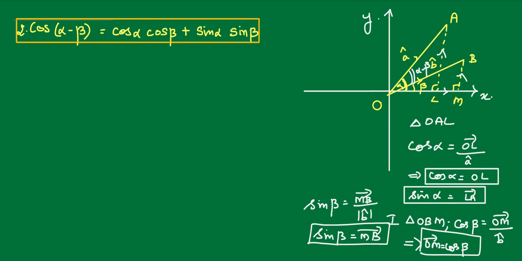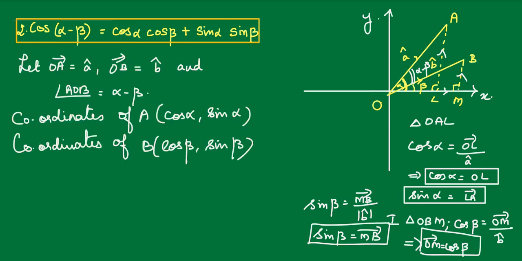Now coming to our question, let us write. OA vector is equal to A cap, OB vector is equal to B cap, the unit vectors. The coordinates of A will be cos alpha, sin alpha. In the first quadrant, both are positive. Coordinates of B, making an angle beta with the x-axis, are cos beta, comma, sin beta, both positive.